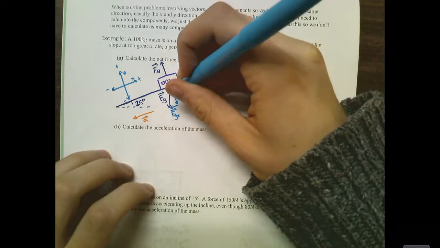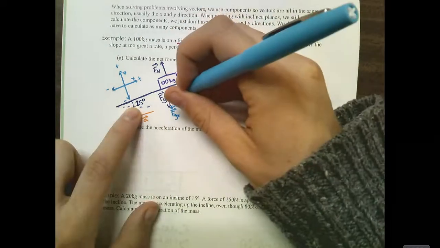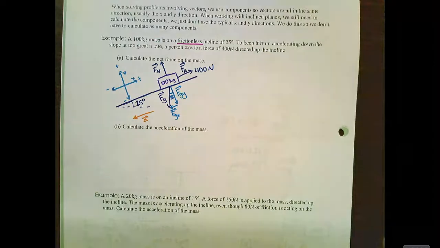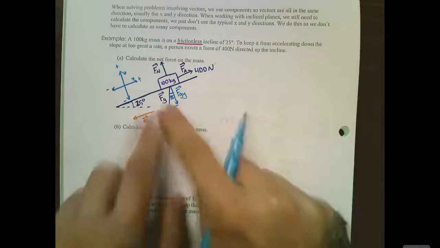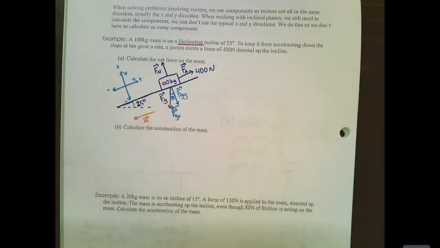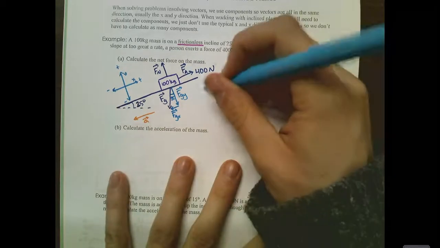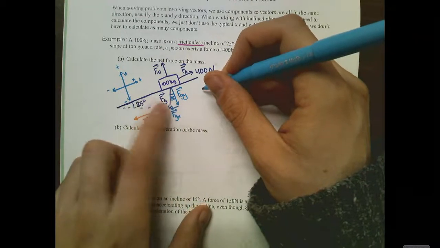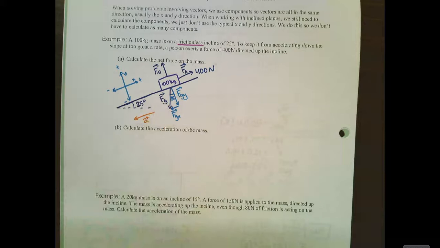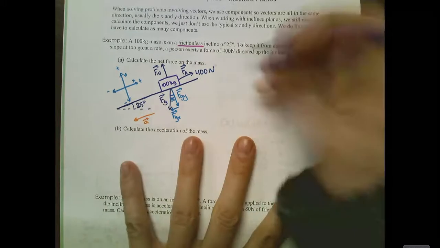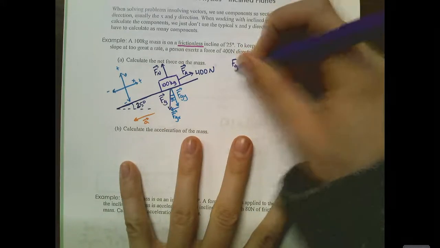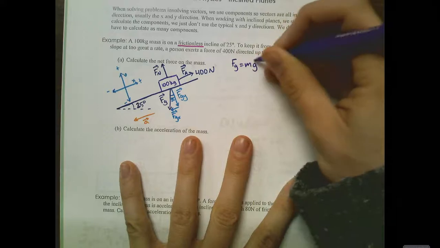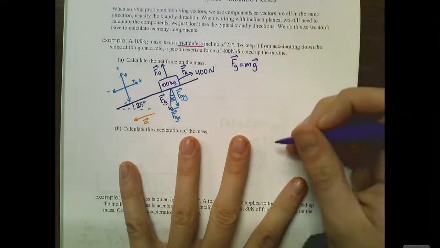And this angle right here is actually 25. Just using basic trig principles, we can see that this is also going to be 25, just like this is. That's telling us a lot of information, because if we know that's 25, and I know what FG is, FG, remember, is always mass times gravitational acceleration.